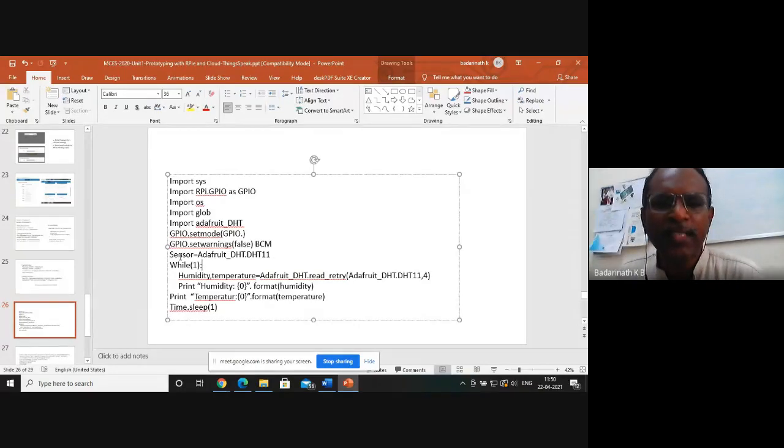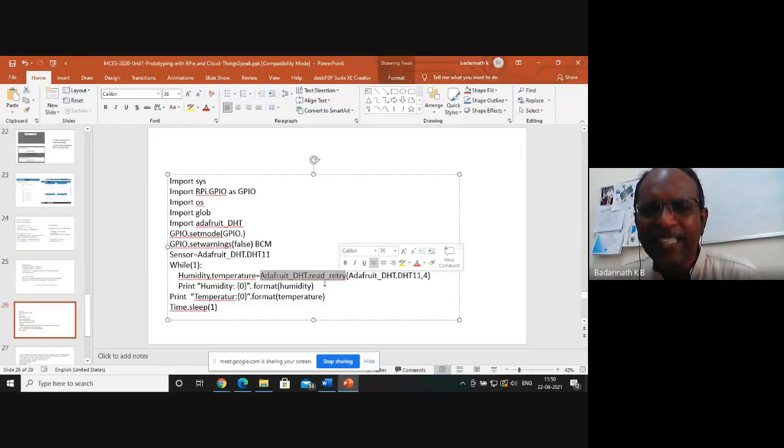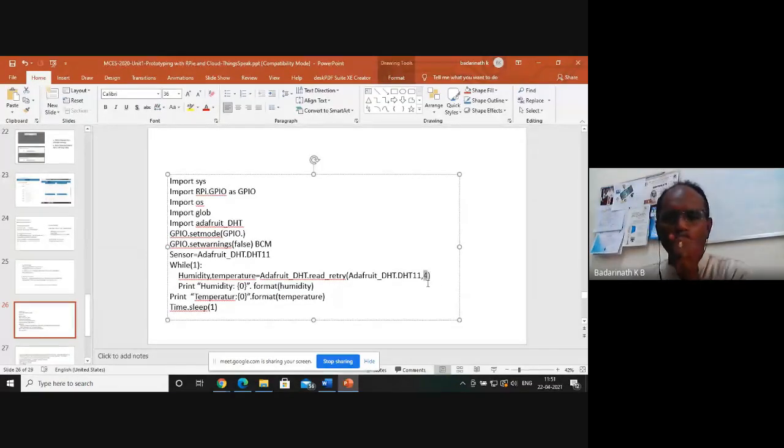So get the sensor object, then read. The Adafruit library provides read, which keeps trying until it gets the data. So it's a blocking call. This is the pin number I've used. I said I'm using BCM numbering, which is why pin number 4 is used, GPIO 4. Through that, I'm able to read the DHT data. Once you call this function from the library, humidity and temperature will be filled in. Just one statement is good enough to get the humidity and temperature.